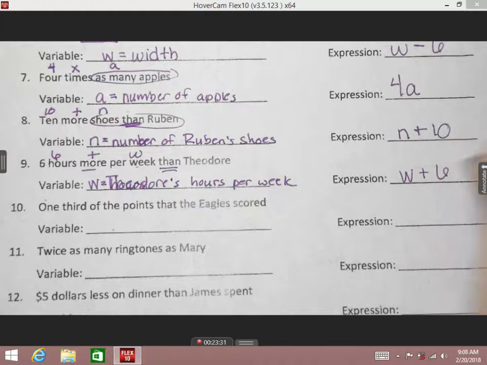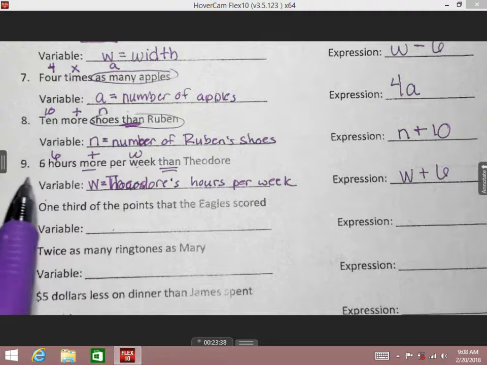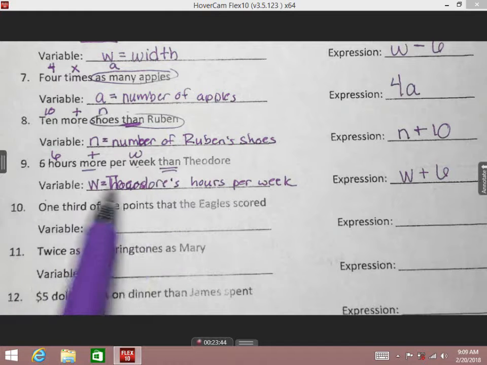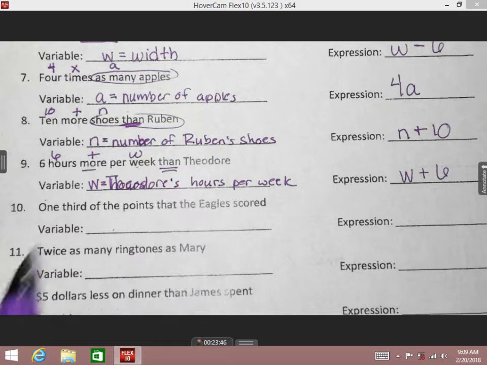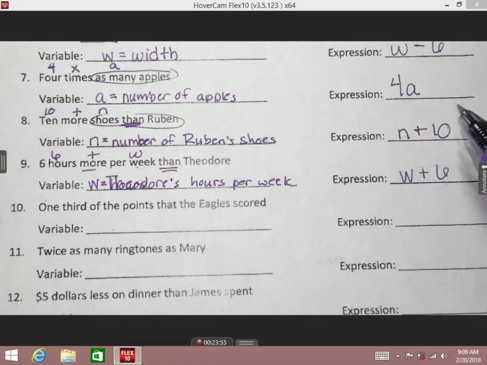Why? Nope. The letter does not have to be first. Katie? It said more than. Since it said than, we had to flip it. Very good. Okay? Guys, your letter does not have to go first. Look, 4A. In fact, if it's multiplication, does the letter go first? No, that number has to be first.